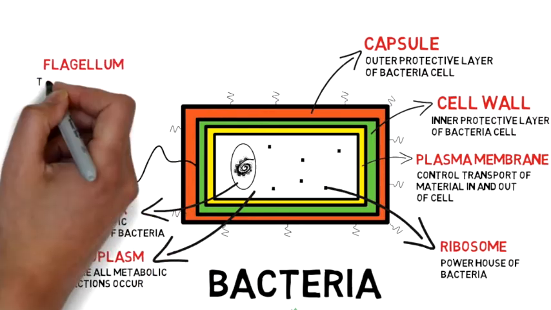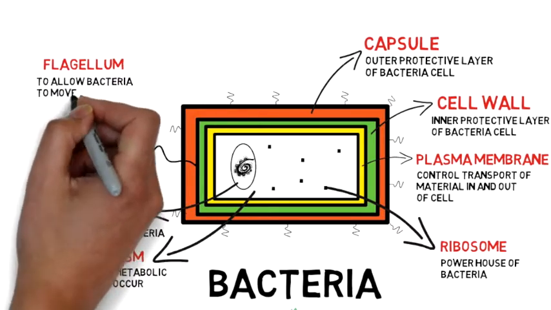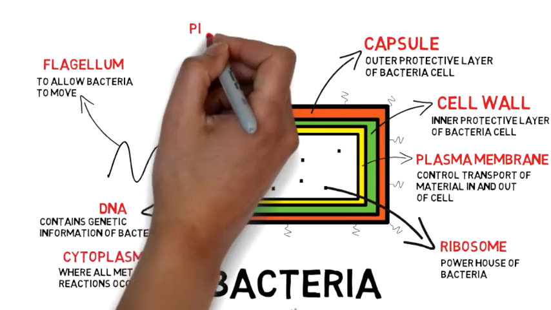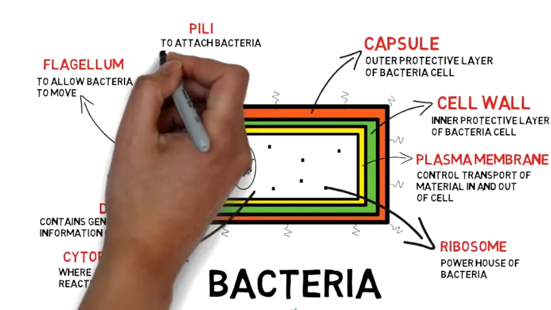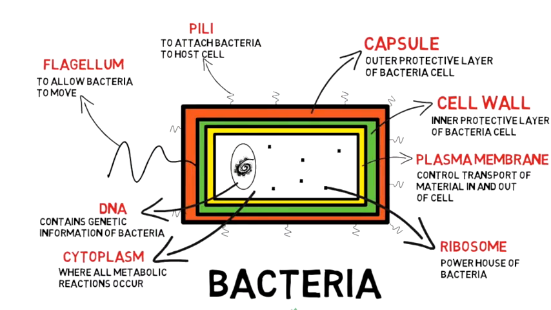The tail-like structure is the flagellum, which allows the bacteria to move around. And the small hair-like structures are what we call pili, which attach the bacteria to the host cell.